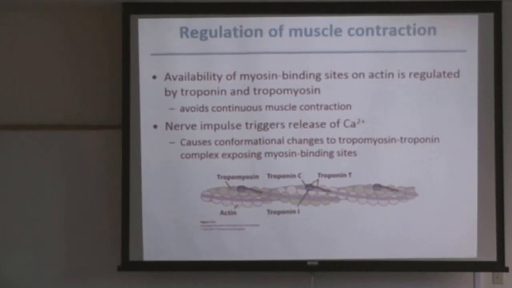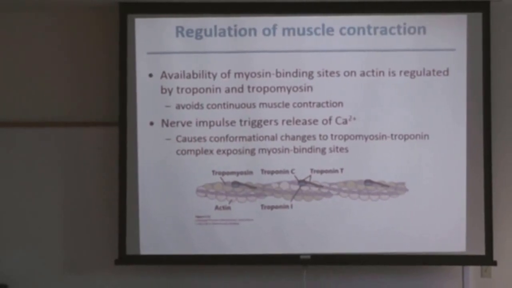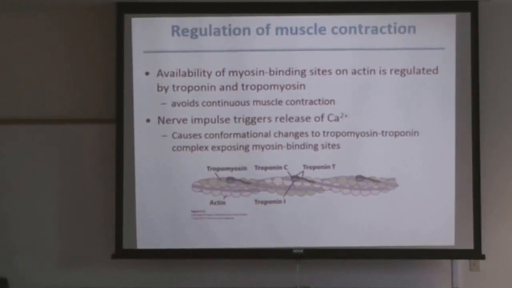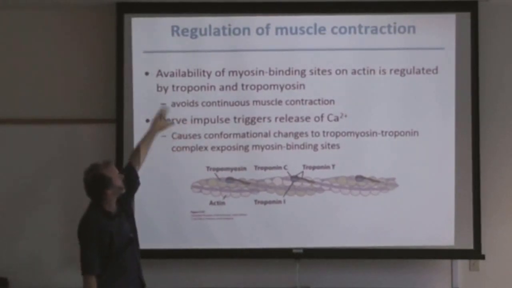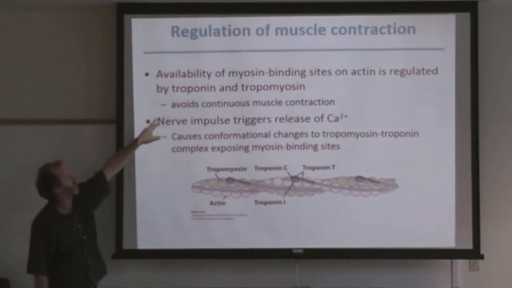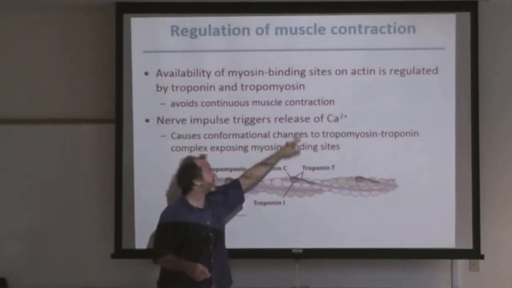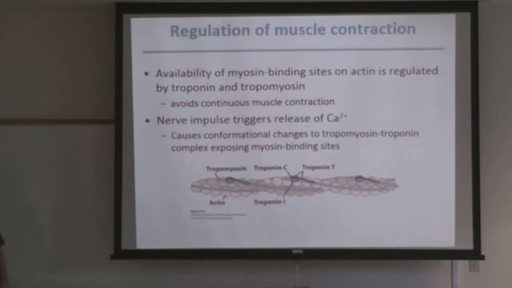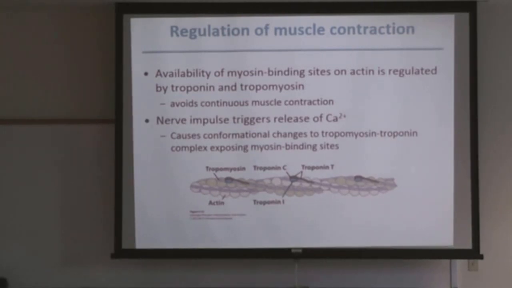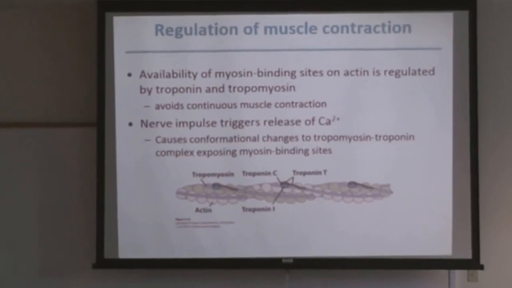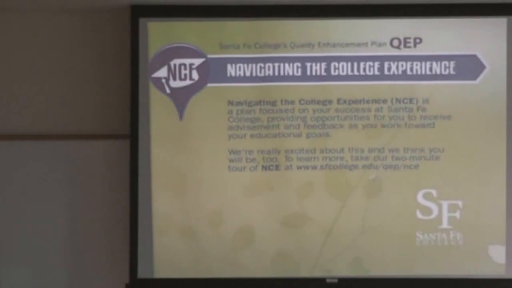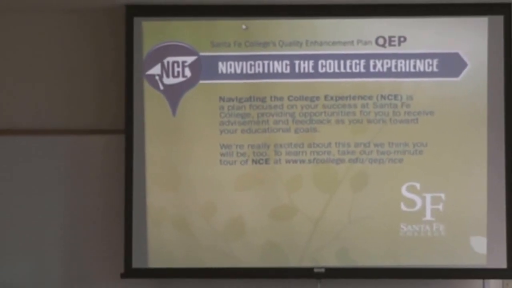So availability of myosin binding sites. Oh, so I skipped ahead, I guess. Because here we're talking about the tropomyosin and the troponin C. So availability of the myosin binding sites on the actin is regulated by troponin and tropomyosin. Nerve impulse or action potential triggers the release of calcium, causing a conformational change to the tropomyosin. And that's what I just talked about. And that's it for basically chapter 5. And then we're on to enzymes.